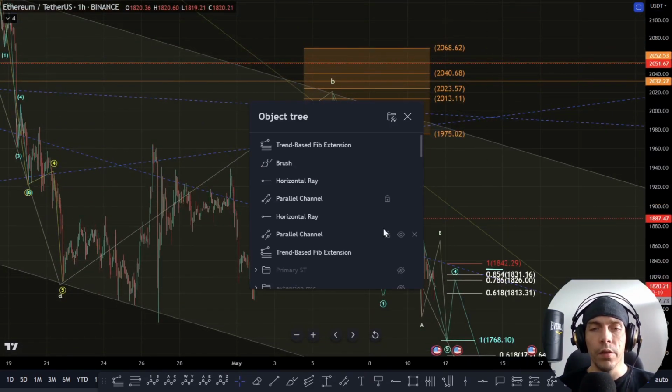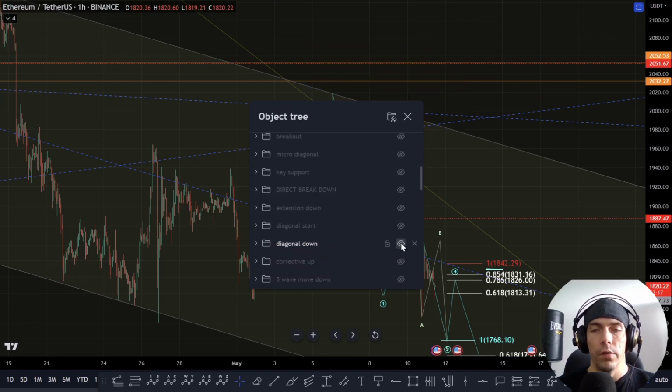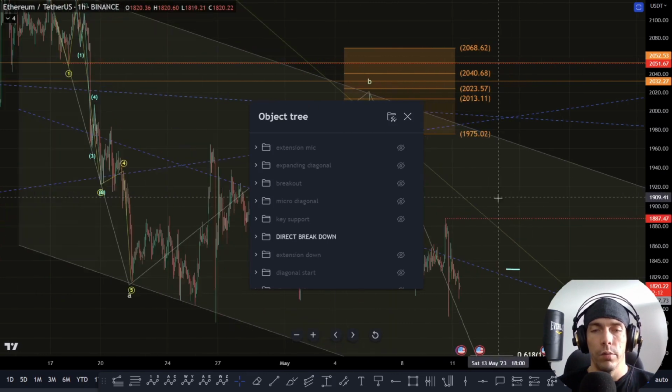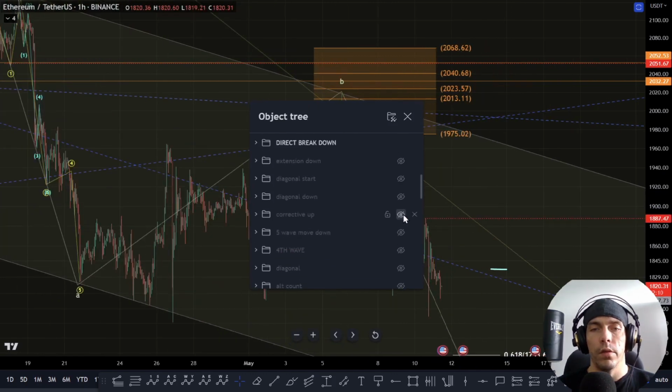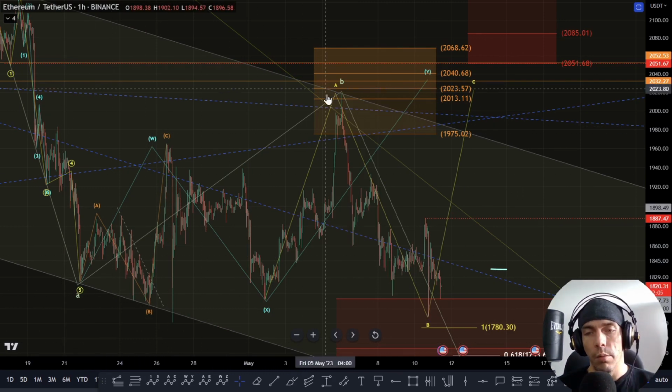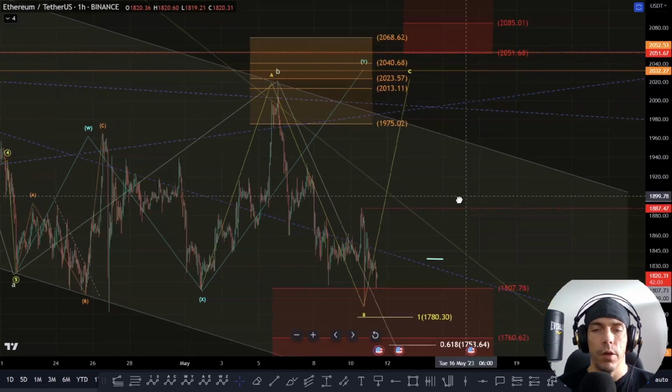Now, there is also potential that this B wave is just not completed. So there's a couple of ways that we can look at this as well. And what we can see within this is that potentially what we could have is something like this, where we have a W and X, and we could even be forming some kind of a flat correction here.